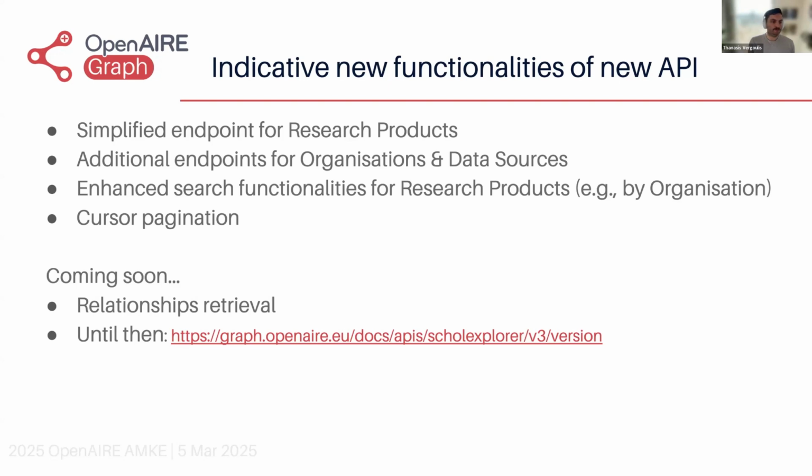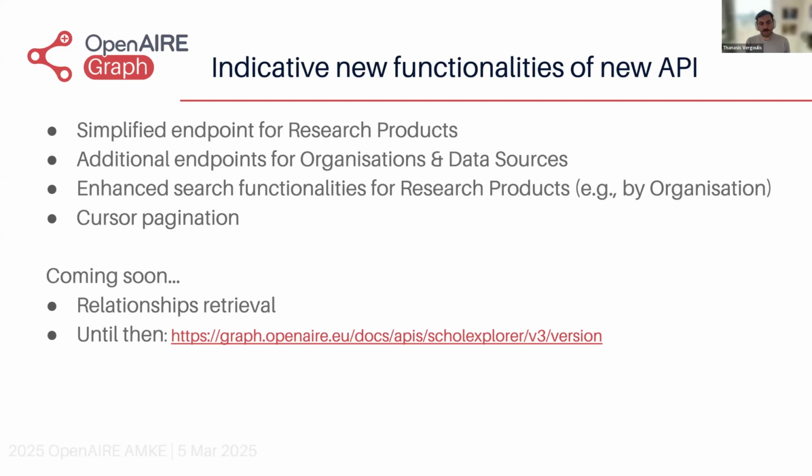And something that we plan to release very soon is a couple of additional endpoints to support the retrieval of relationships among those entities. For instance, to retrieve citations between publications or between publications and datasets, but also other types of relationships, not only those. This is something that was not supported by the Search API, and it is not supported right now by the new Graph API, but will be featured very soon, maybe in the coming weeks.